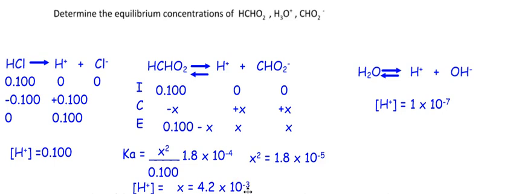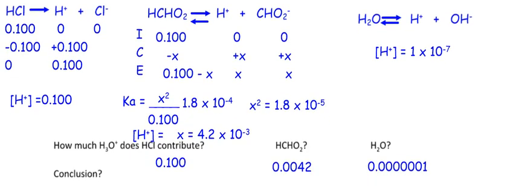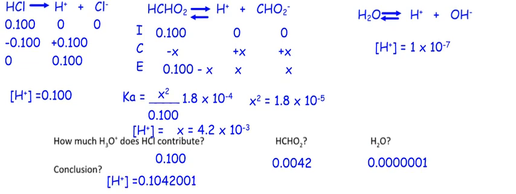All right, so what will be my equilibrium concentration of each of these? So my H3O plus, well, what am I going to do? I'm going to add them up. So what's 0.100 plus 0.0042 plus 1 times 10 to the negative 7? So my conclusion is what? That is my H plus concentration. What did I do? I added all of these up to find the H plus.